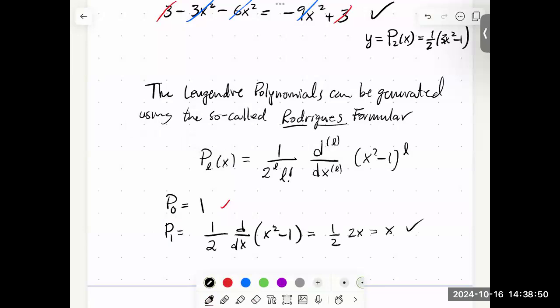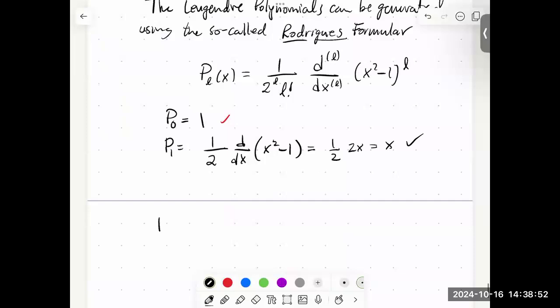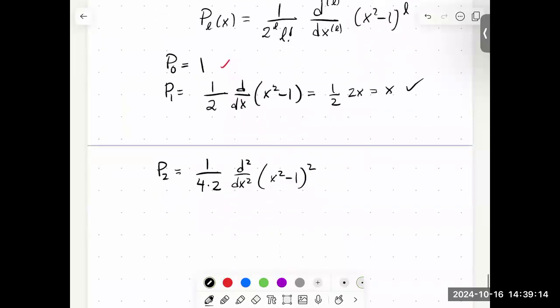Okay, we'll do one more just to verify that it works. So this would be 1 over 4 times 2. So L equals 2. So we get 2 to the power 2 is 4. 2 factorial is just 2. And then we have to take 2 derivatives of x squared minus 1 squared.